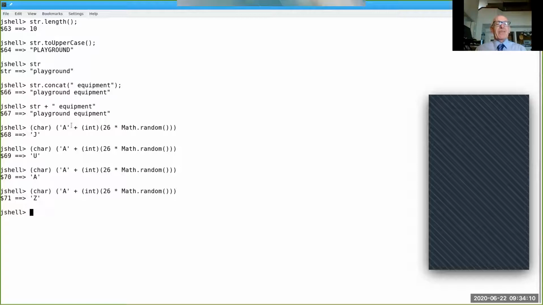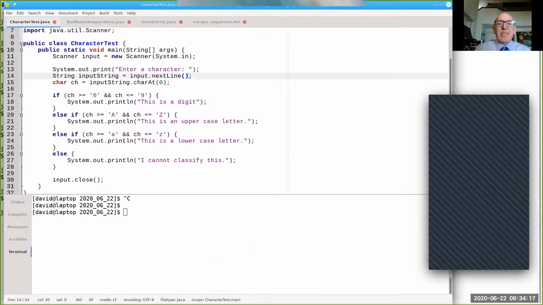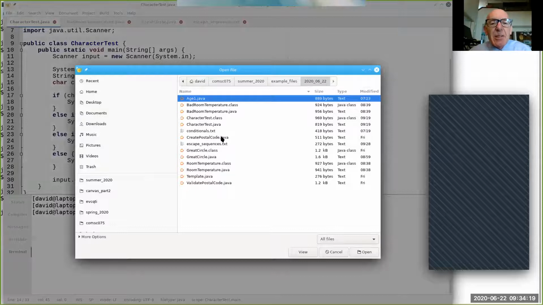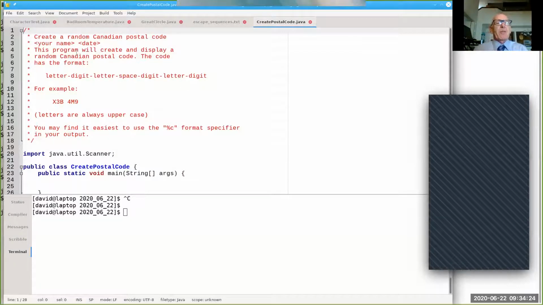Now the question is, why am I doing this? The answer is because here's another quick lab for you all to do. This one is CreatePostalCode.java. Canadian postal codes have the format letter, digit, letter, space, digit, letter, digit. So this is a valid Canadian postal code, X3B 4M9. Whether it's a real one, I have no idea. And letters are always going to be uppercase.